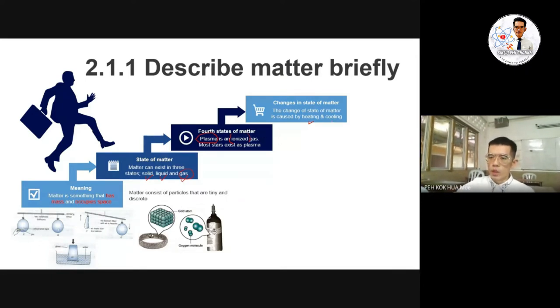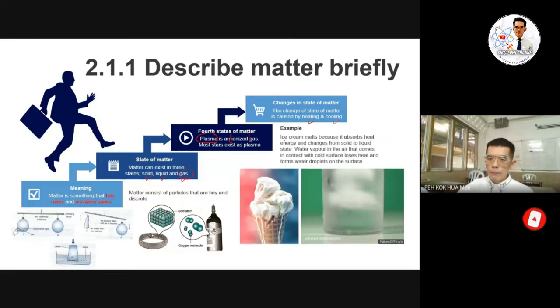And cooling is where the particles release heat. That means the energy content of the matter will be lost, until it is not able to overcome the attraction between the particles. So it will change from, for example, gas to liquid, or from liquid to solid. Here we have an example: ice cream melts because it absorbs heat energy and changes from solid to liquid state. You can see this in the figure.